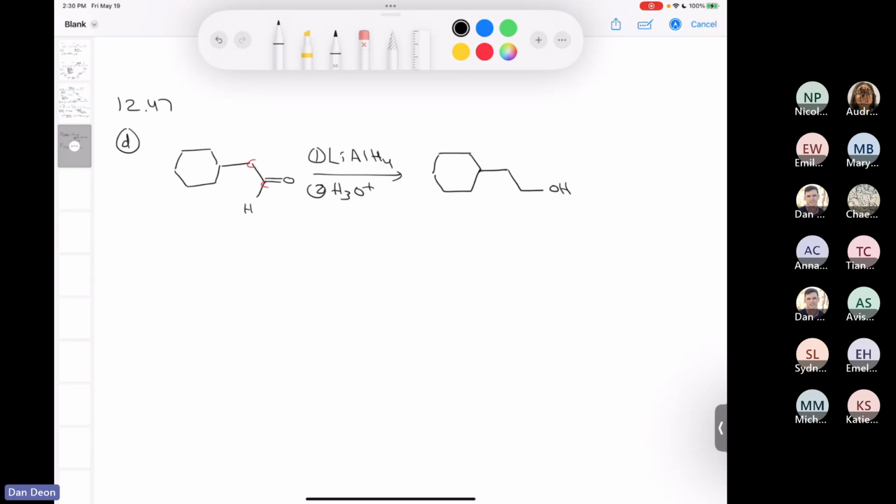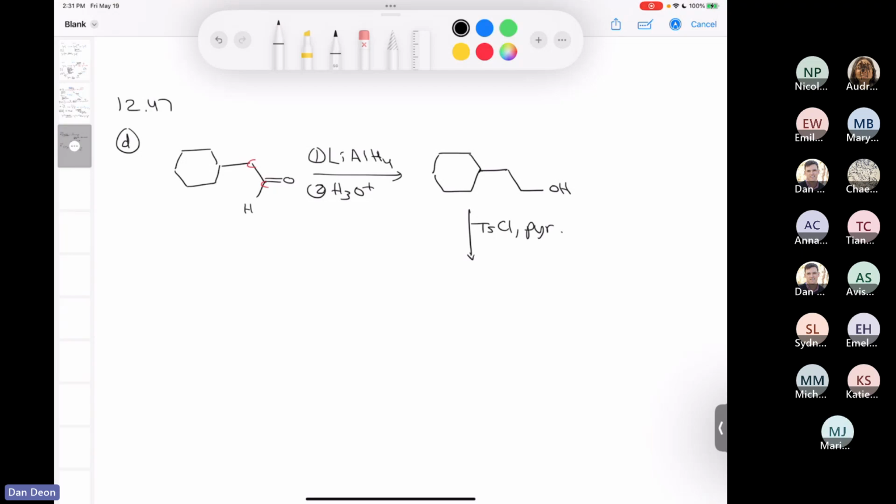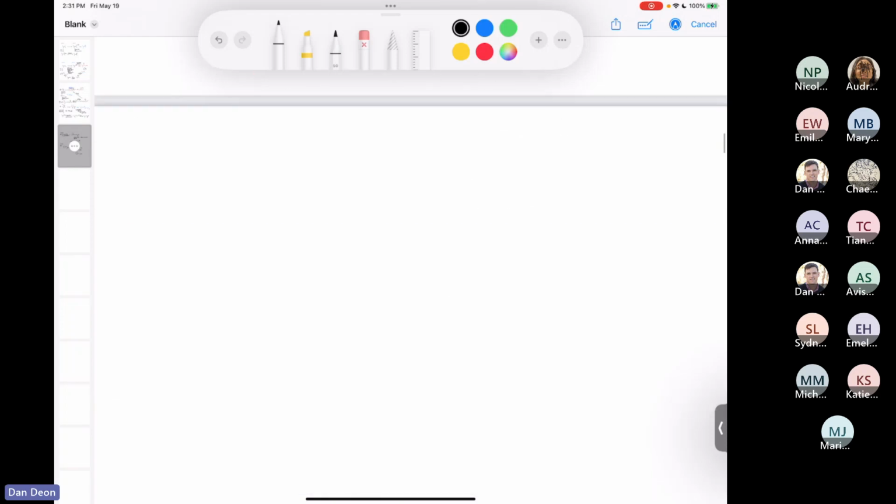And then in the next step, we're going to treat that with tosyl chloride and pyridine. And what is that going to do? It's going to make a tosylate, so convert the alcohol into a good leaving group. There's no other part to it than that. Anyhow, here we go. So we have OTs, like that. So there we formed our tosylate. The next one is 12.47E.